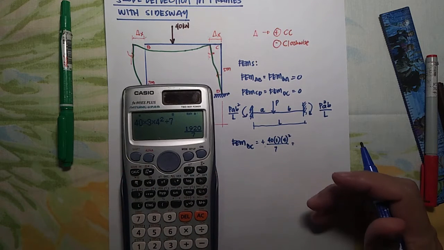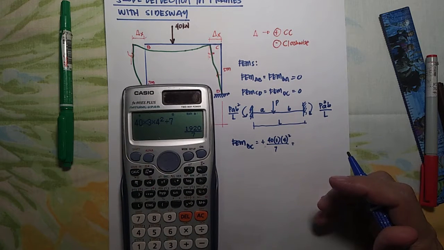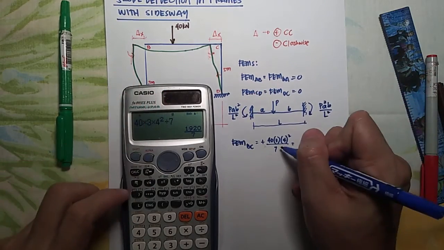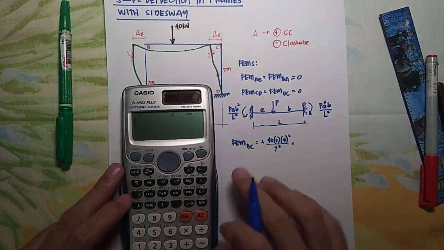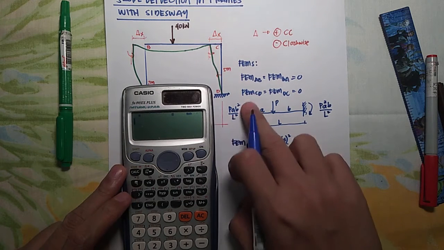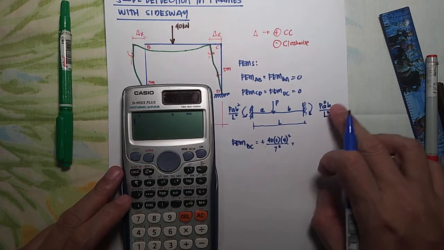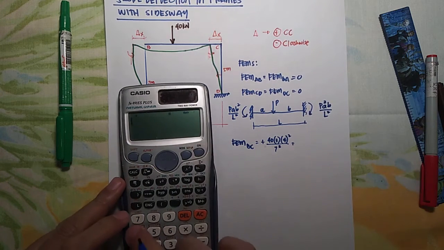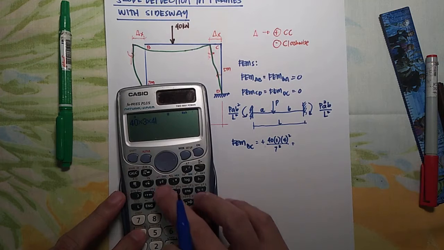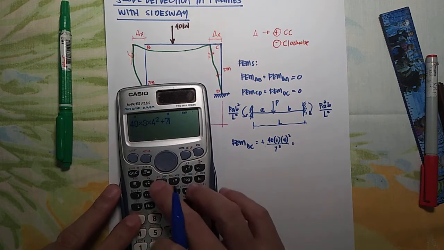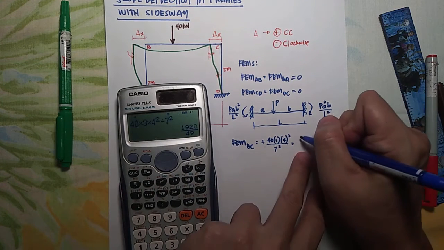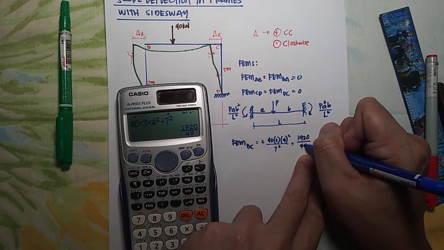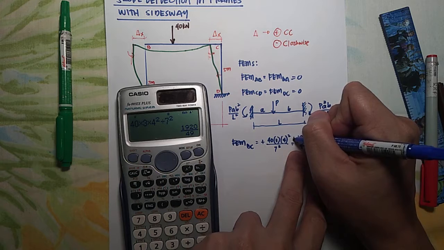Sorry, this should be square also. So PAB square over L square. Then for the other, PA square B over L square. L should be squared. So from there, 40 times 3 times 4 square divided by 7 square. So this is 1920 over 49. So that's positive.